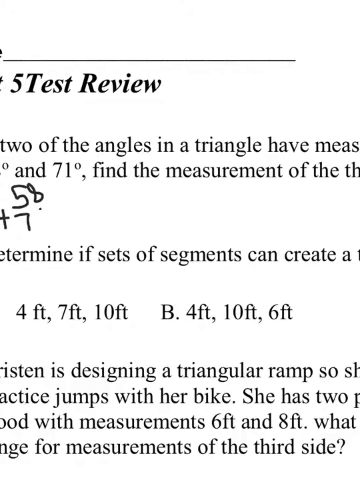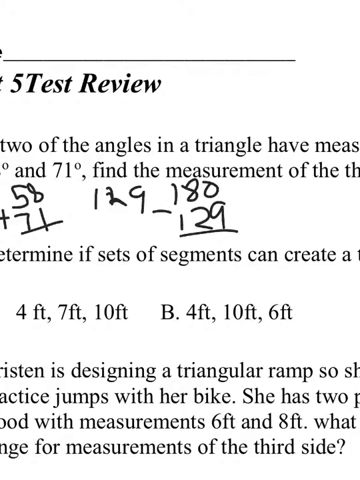Of course, you're just going to add up the two numbers you have. 129. What do you do with 129? Subtract it from 180. And some of you like to spoil it right off the bat. That gives you 51. Oh, you're right, 51, my bad.